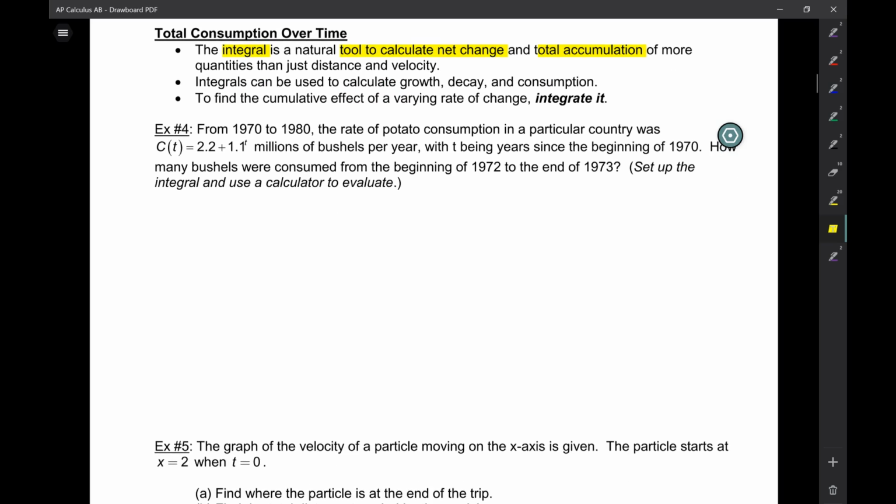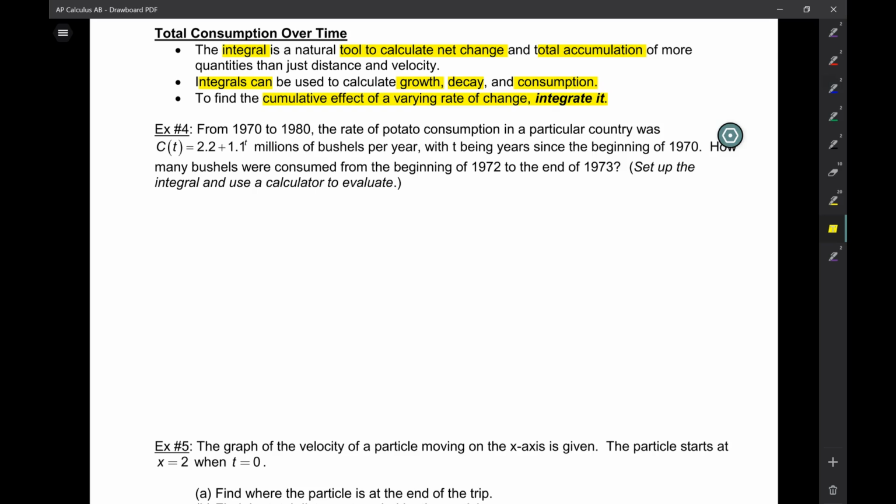Remember? Okay, so integrals can also be used to calculate growth, decay, consumption. So basically, to find the cumulative effect of a varying rate of change, you integrate it. Okay? Something is changing, you integrate it to find how much it's changed.